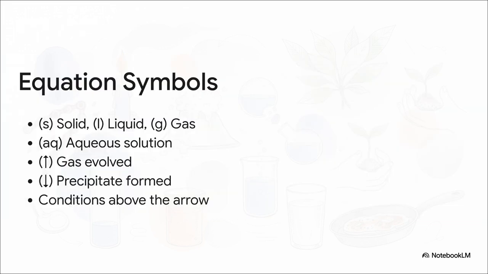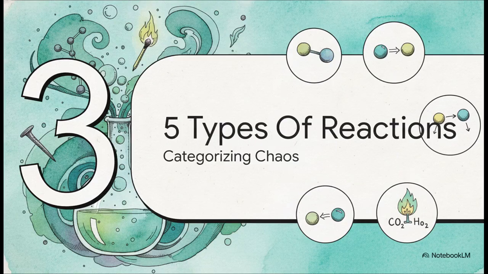To make these recipes even better, we add a little extra flavor. We use these tiny letters and arrows as extra cheat codes to tell us exactly what the substance looks like and behaves like out in the real world. A little S means solid, L is for liquid, G is gas, and AQ means aqueous, basically dissolved in water. If you see an upward arrow, that means a gas is floating away. And a downward arrow, that tells us a heavy solid precipitate just fell right to the bottom of the beaker. Which brings us to Section 3, 5 types of reactions.